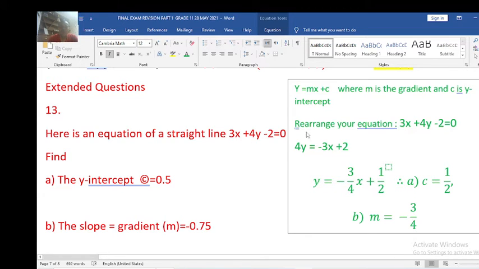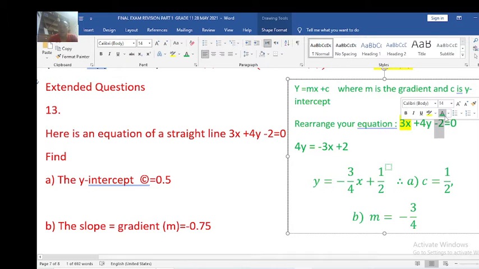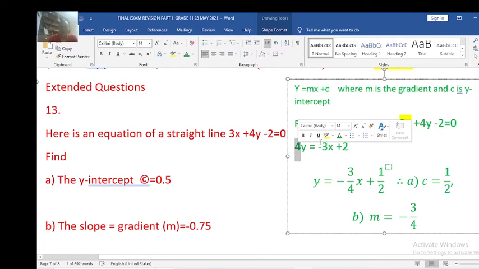To solve this question, you should rearrange your equation as y equals mx plus c. So 3x plus 4y minus 2 equals 0. There I will transfer 3x and minus 2 to the right-hand side. So it will be 4y equals negative 3x plus 2. Then I should divide both sides by 4. So it will be y equals negative 3 over 4 x plus half.